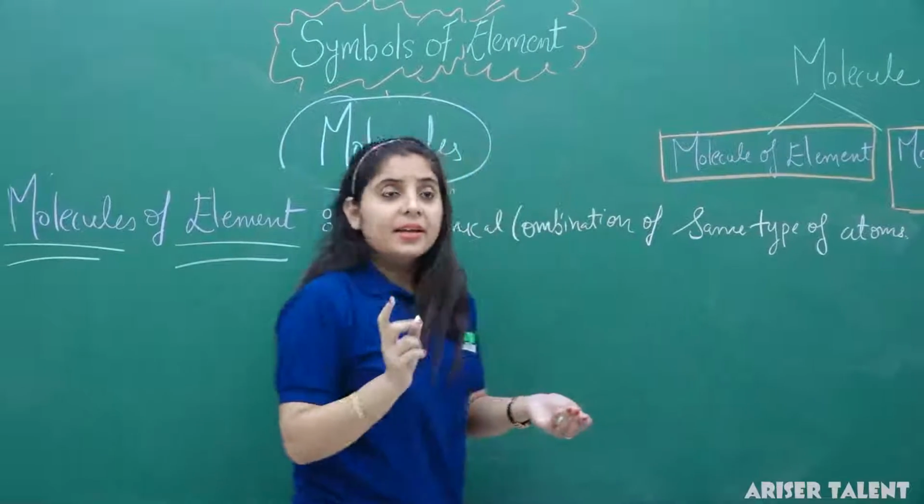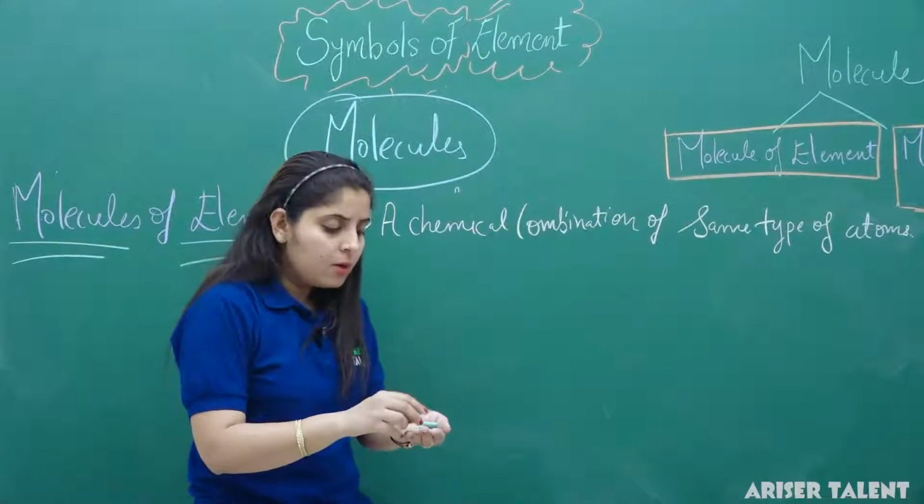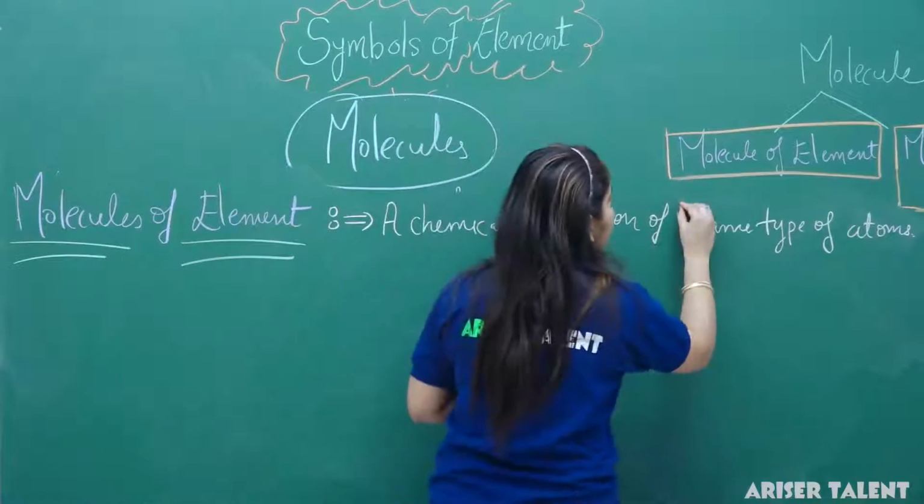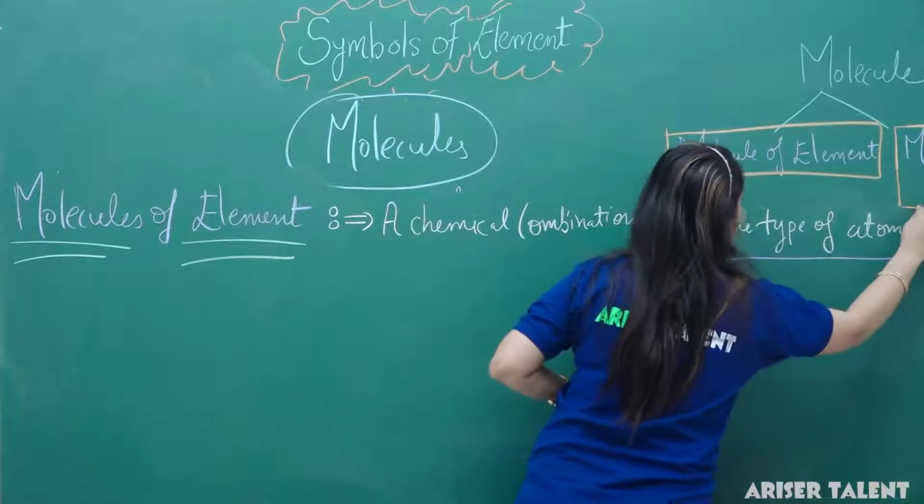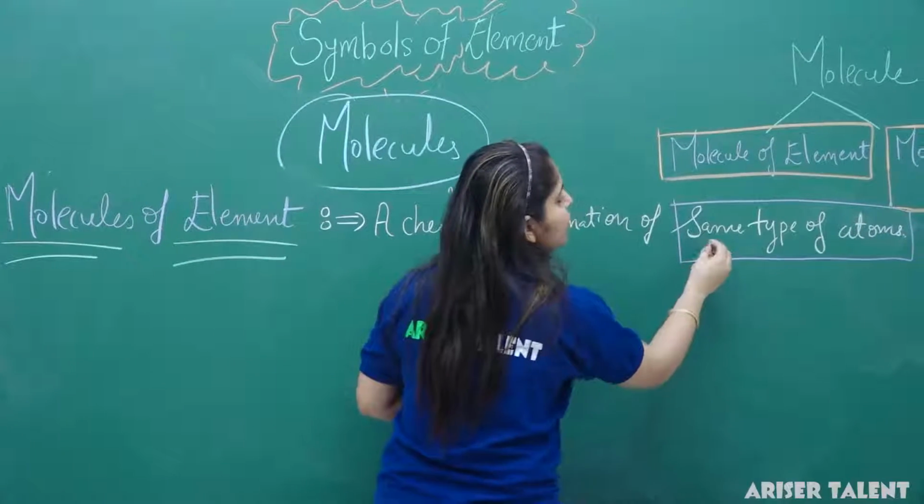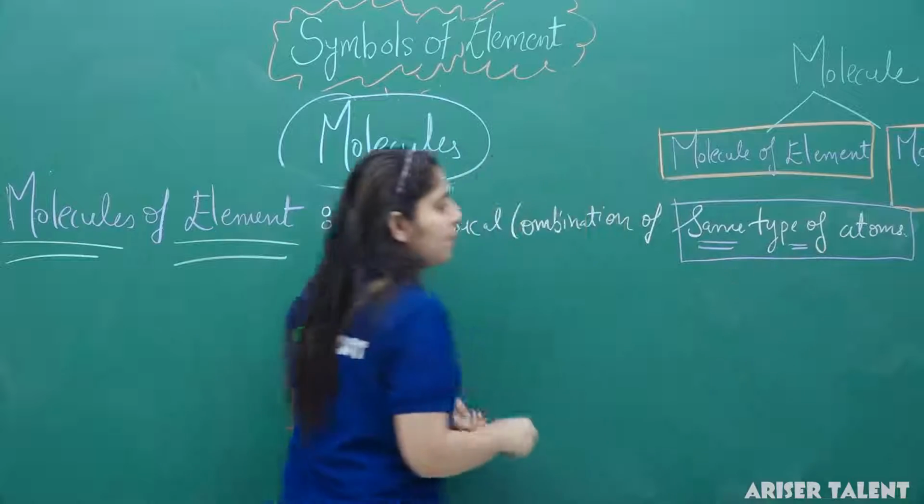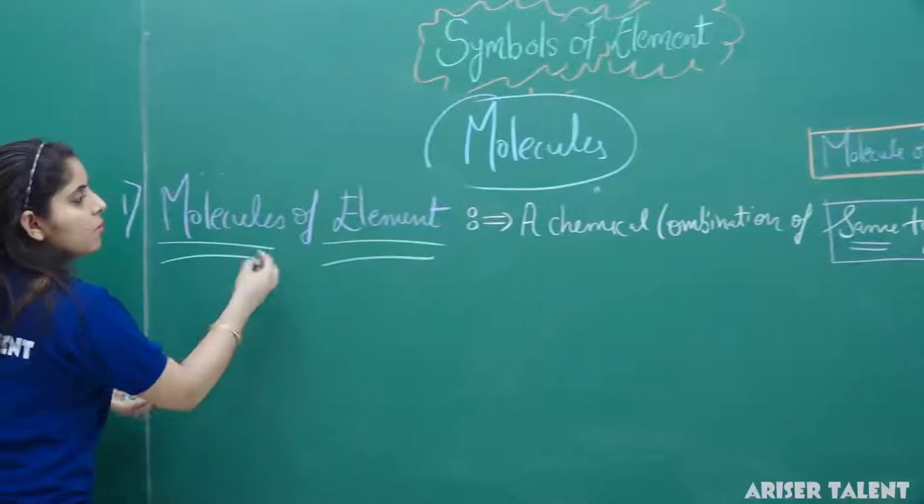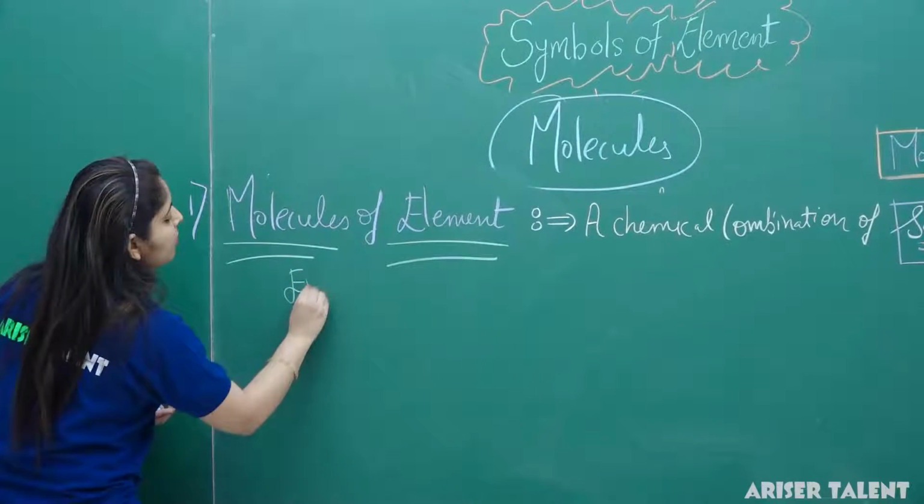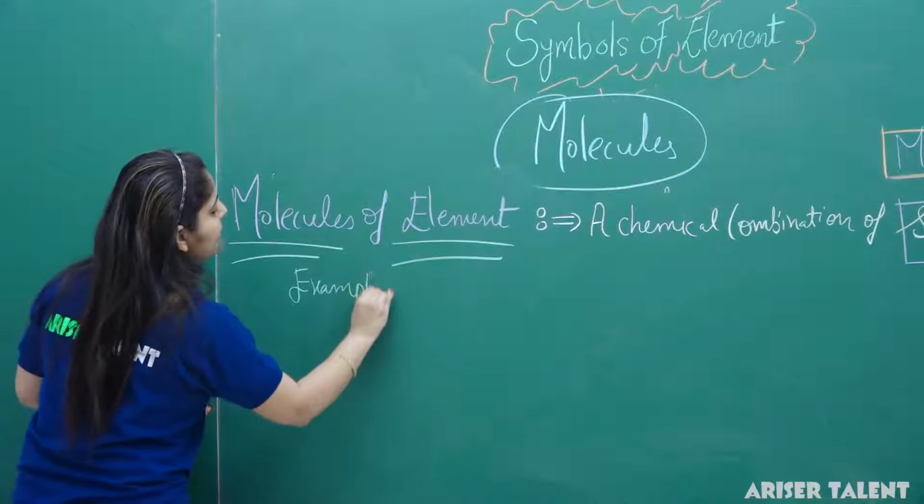I am repeating it again. It is the constitution of the same type of atoms. This is the point to remember over here. It means an element will constitute the same type of atom. So for molecules of elements, we have examples in this category.